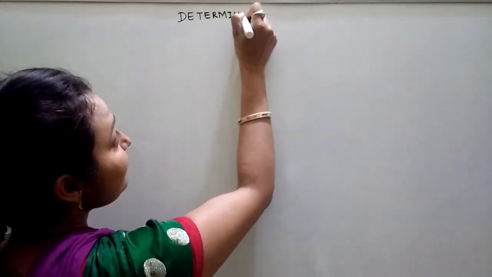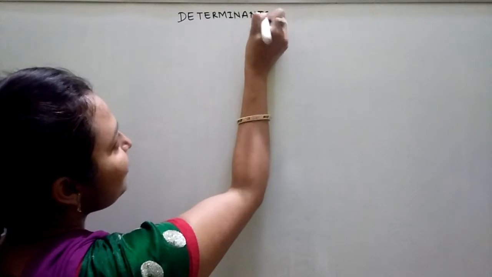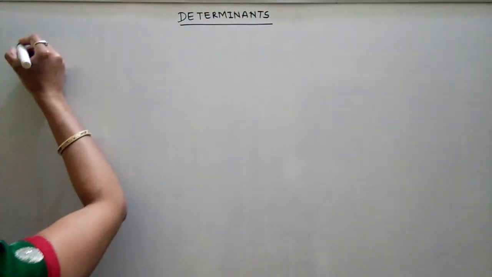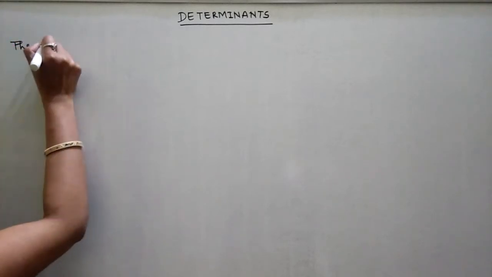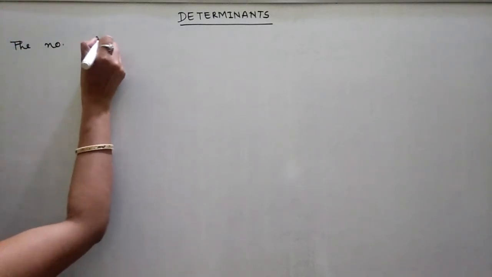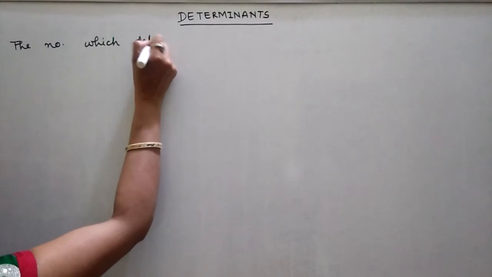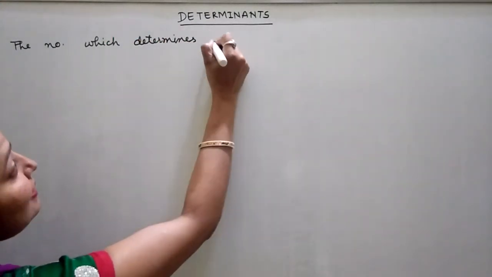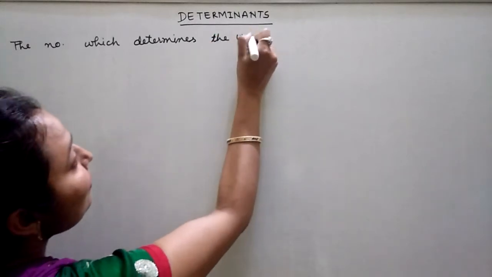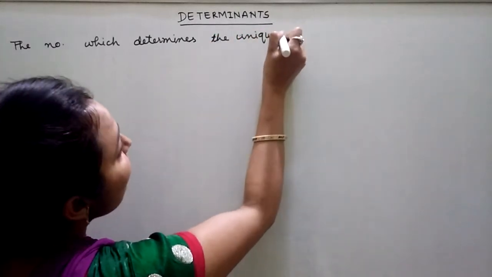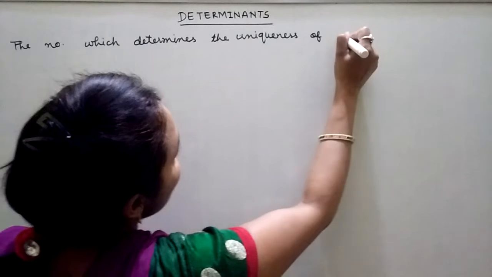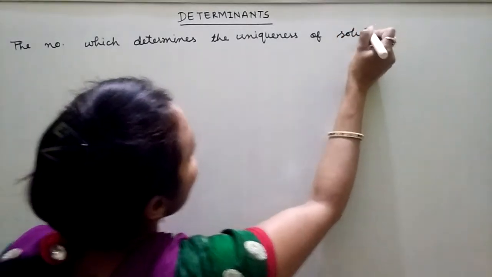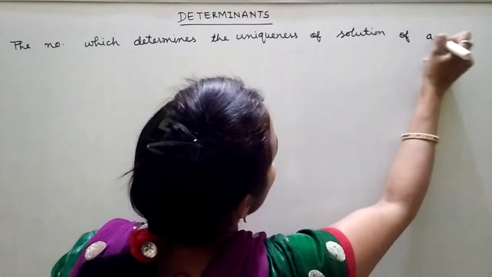What is a determinant and where is it used? Determinants means the number which determines the uniqueness of the solution of a matrix.